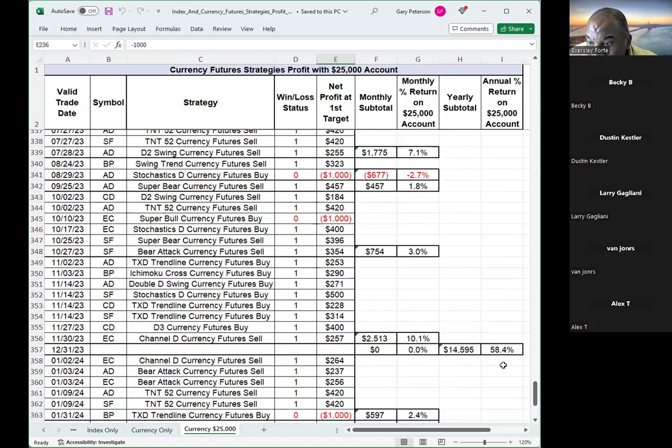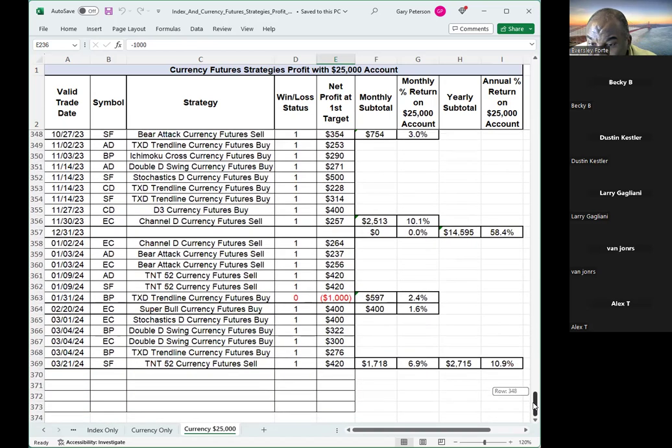In 2023, same type of trading, 58% return. Here we are in 2024 through the end of March. Right now, we're at 10% for the year. We had one loss on the currency futures for the year so far. That's where we're at right now.